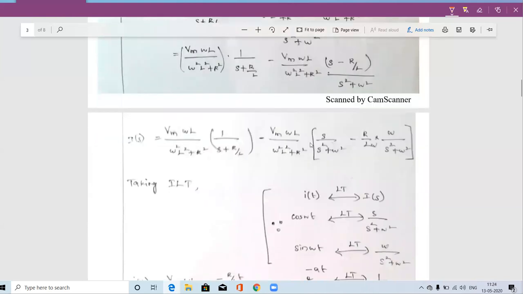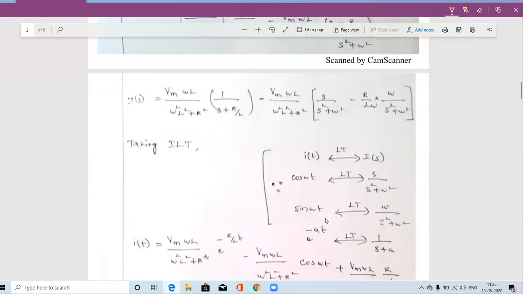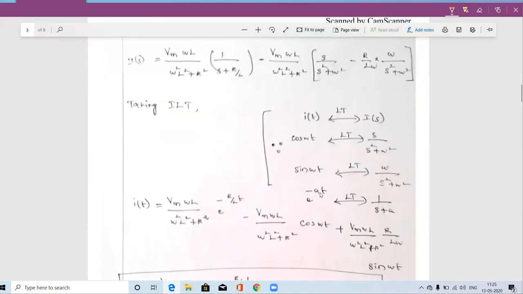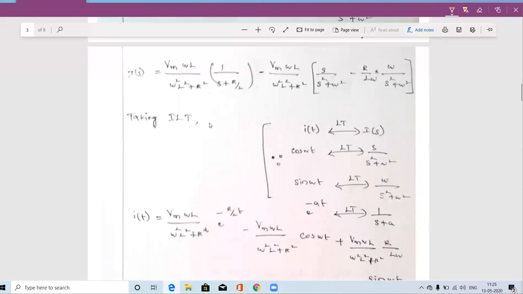Now in this equation, so we have to split. இத 2 ஆ split பண்ணுங்க: s by s squared plus omega squared minus R by L by s squared plus omega squared. Okay. அப்ப பாருங்க, எல்லாமே structure ல வந்துச்சா. இங்க பாரு, இந்த term எப்படி இருக்கு? 1 by s plus a. So you know, 1 by s plus a is the Laplace transform of e power minus at signal, correct? அப்ப this is நம்மளோட structure ல வந்துச்சு.